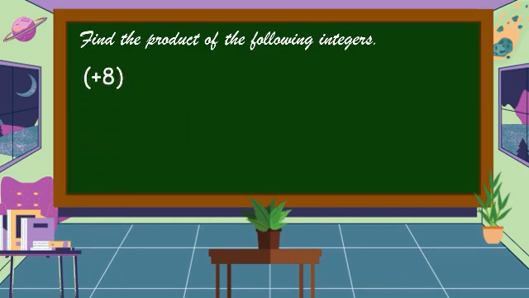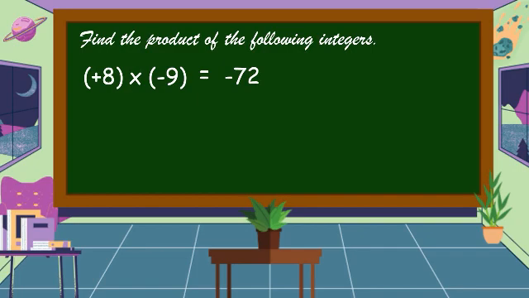So positive 8 times negative 9. First, we're going to multiply 8 and 9. So 8 times 9, the answer is 72. If we're going to multiply positive and negative or unlike sign, the answer is negative. So our answer is negative 72.